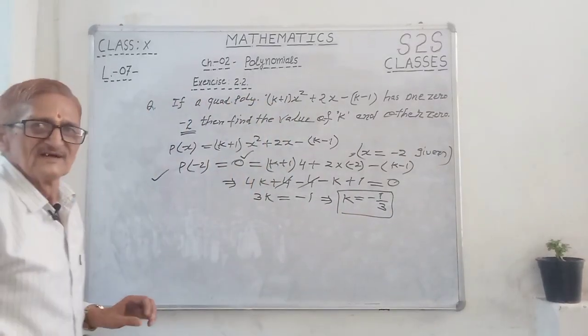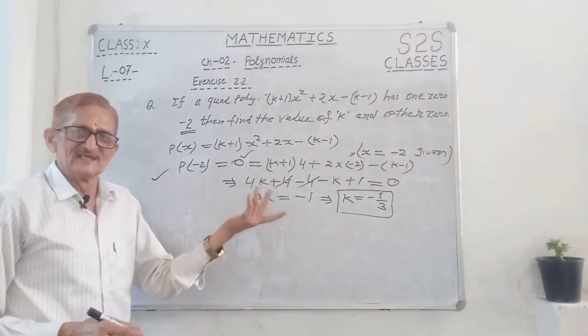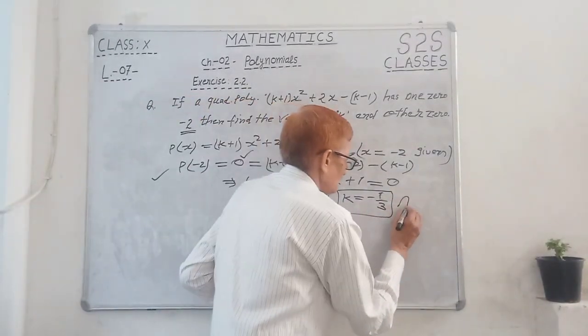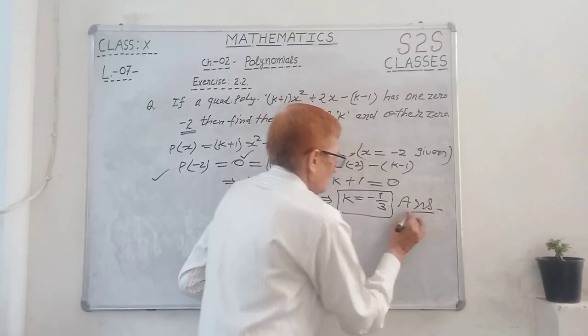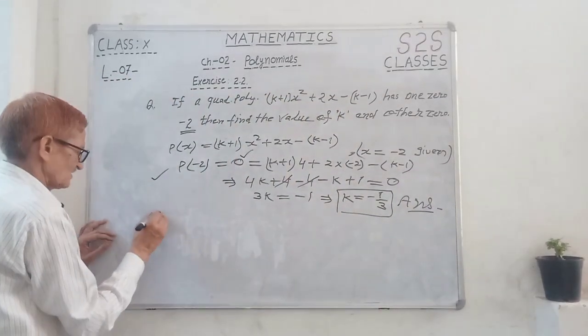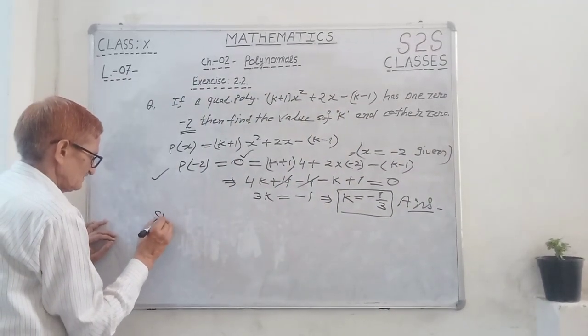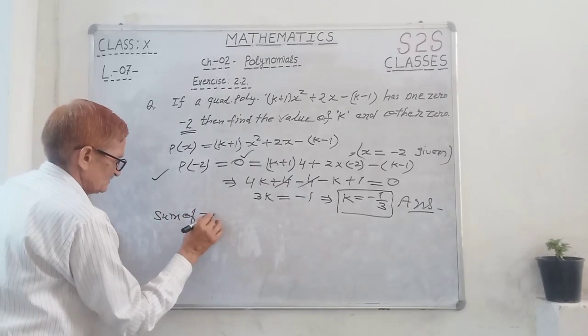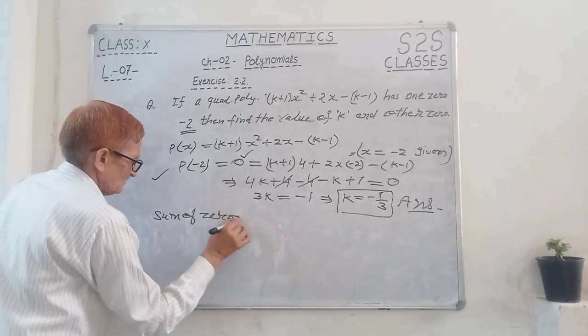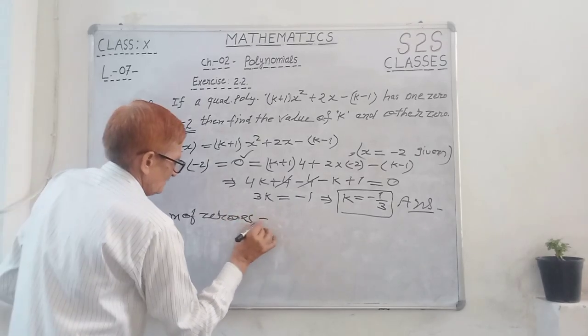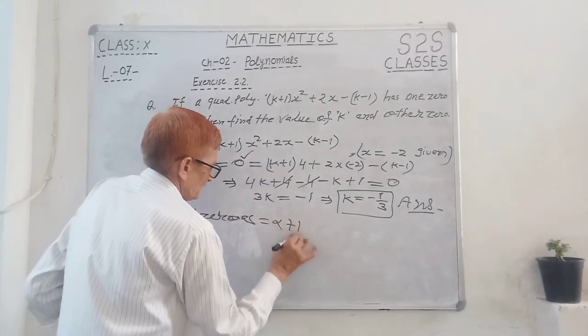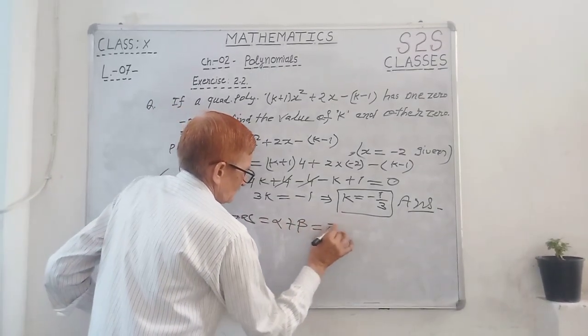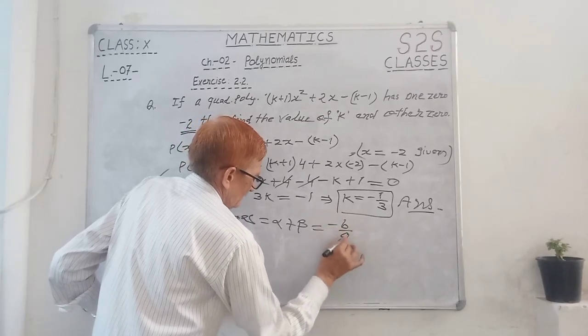Clear? Now find the value of k. The k is equal to this answer. Now the other zero, how can we take the sum of the zeros? Sum of zeros is equal to alpha plus beta, which is equal to minus b upon a.